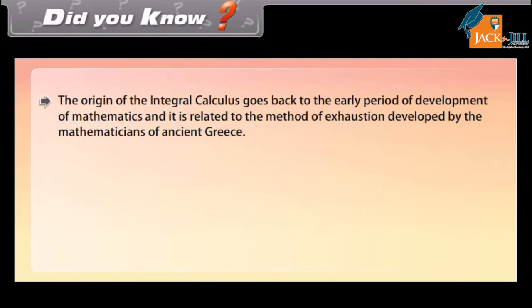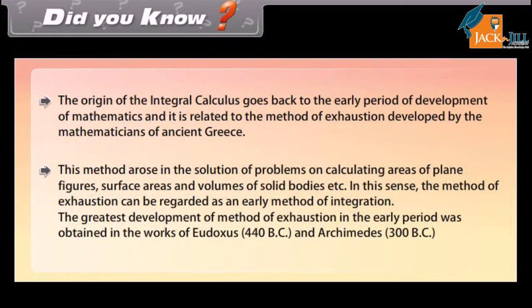Did you know? The origin of the integral calculus goes back to the early period of development of mathematics, and it is related to the method of exhaustion developed by the mathematicians of ancient Greece. This method arose in the solution of problems on calculating areas of plane figures, surface areas, and volumes of solid bodies, etc. In this sense, the method of exhaustion can be regarded as an early method of integration. The greatest development of the method of exhaustion in the early period was obtained in the works of Eudoxus, 440 BC, and Archimedes, 300 BC.